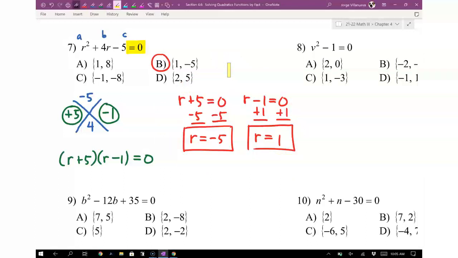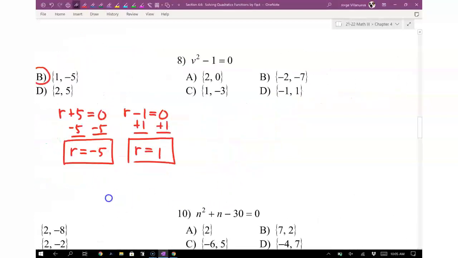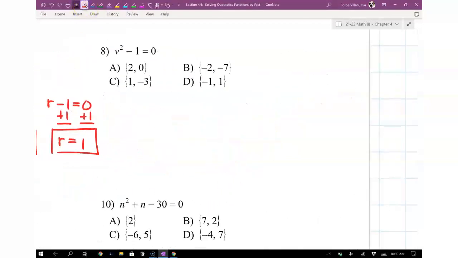Now, I told you I'd do number 8 with you guys because what is that called? That has a special name. Anybody remember the name of something like that? It's two terms. There's a subtraction in the middle. Starts with the letter D. Maybe I'll give you the first word. Difference. No, it doesn't ring a bell? Yeah, difference of two squares.